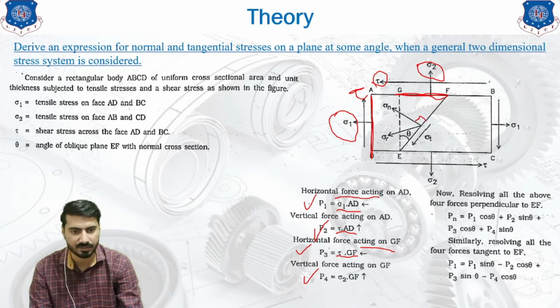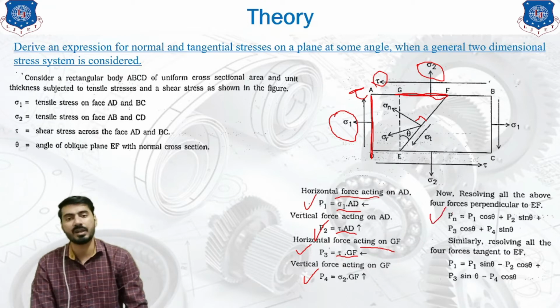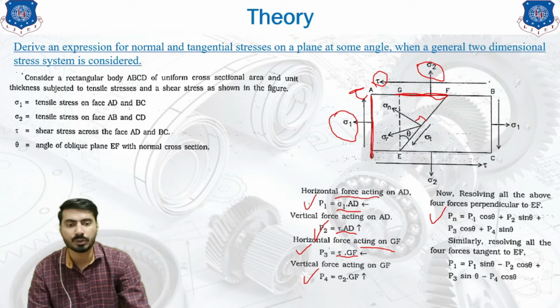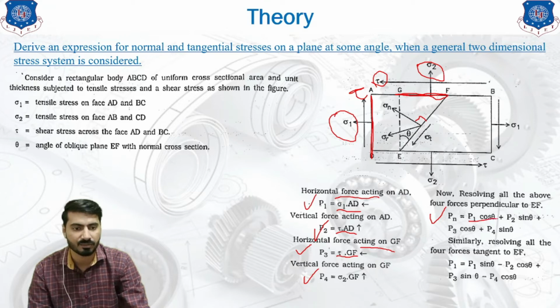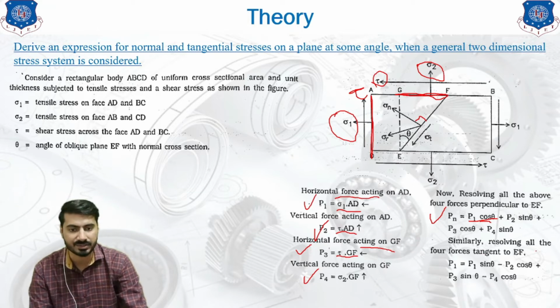So let's say we are focusing on the Pn force, which is in the perpendicular direction. So Pn is the resolution of all the forces. Let's say if we resolve the P1 force, then P1 into cos theta. Why is it so? Because P1 is in the horizontal direction, so in the horizontal direction we will take it as cos theta. P2 is in the vertical direction, so P2 sin theta is our resolution in the EF direction. Similarly, P3 cos theta is horizontal and P4 sin theta is vertical.